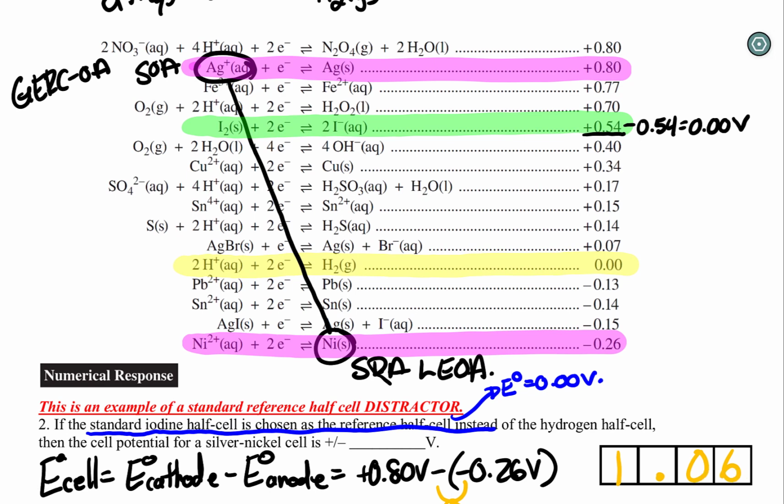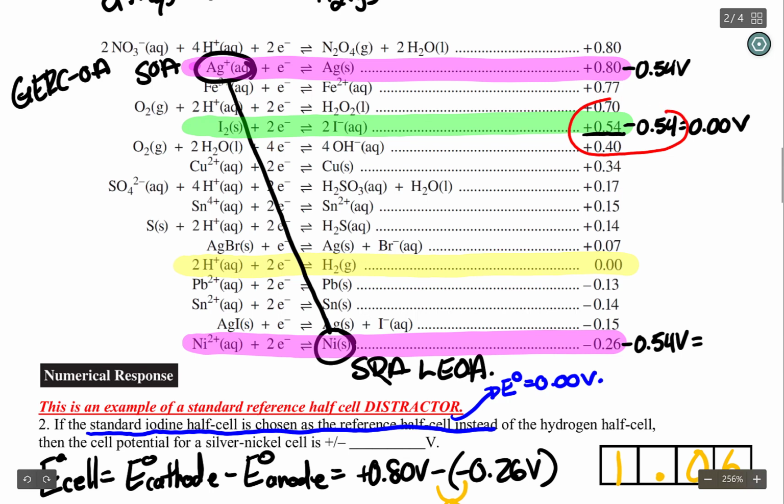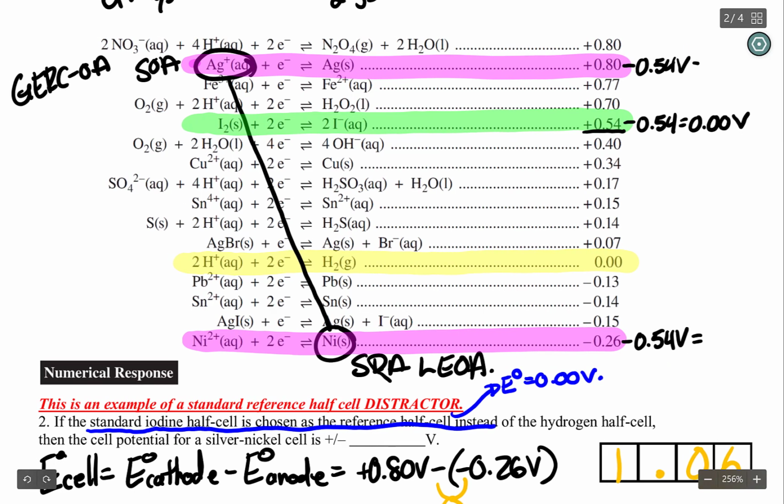So let's say we have this as the new reference half cell and we have a silver nickel battery. What I then have to do is subtract 0.54 volts away from silver, and I have to subtract away 0.54 volts away from nickel, because again, whatever mathematical operation I have to do to set the reference half cell to 0, I have to do it to everything else. But the only two things I really care about right now in this question are silver and nickel. So if you plug that in your calculator, just do a little bit of mental math. This is going to come out to a positive 0.26 volts. This is going to come out to a negative 0.80 volts.